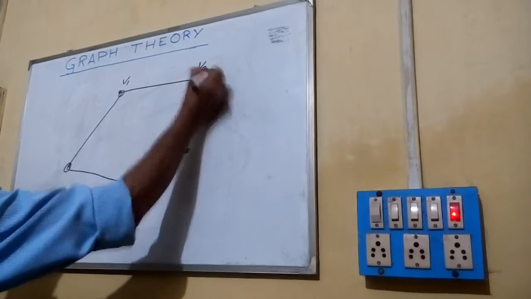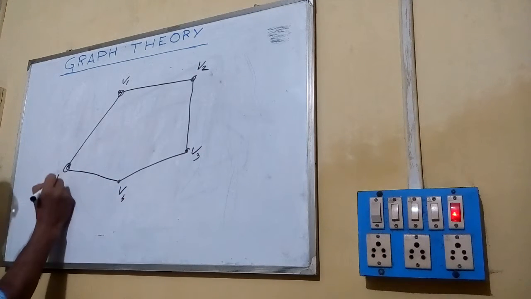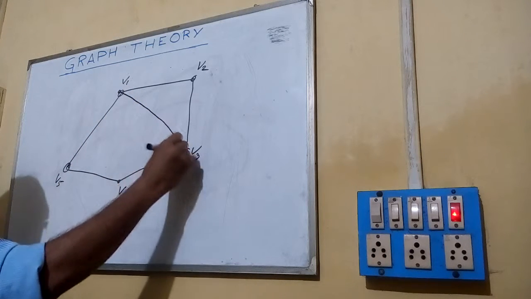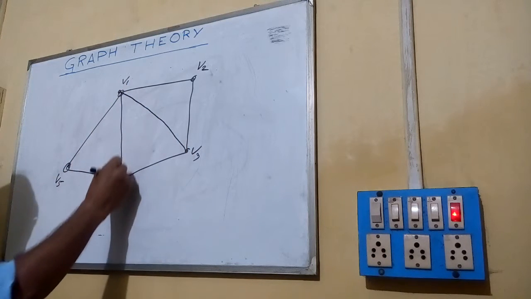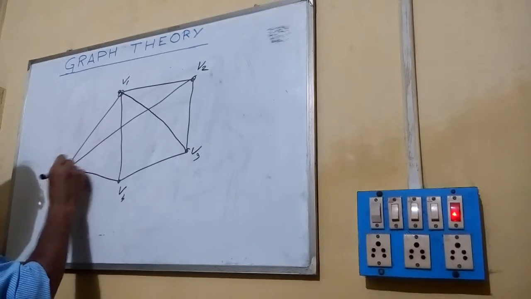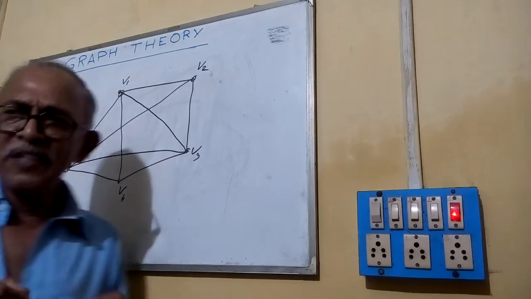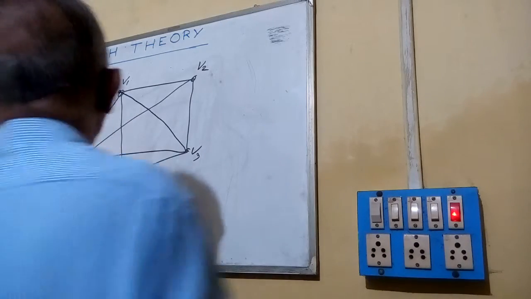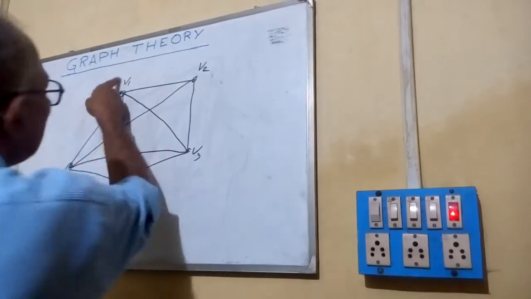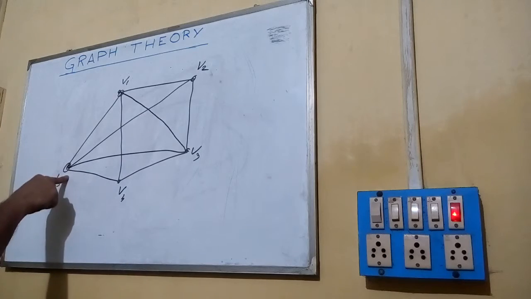V1, V2, V3, V4, V5. If from all vertices there is a join to all other vertices, this is known as a complete graph. See from here, from V1 there is an edge to V2, there is an edge to V3, there is an edge to V4, there is an edge to V5.